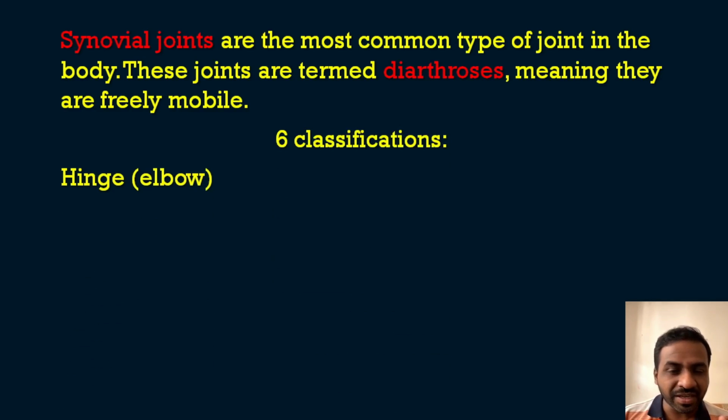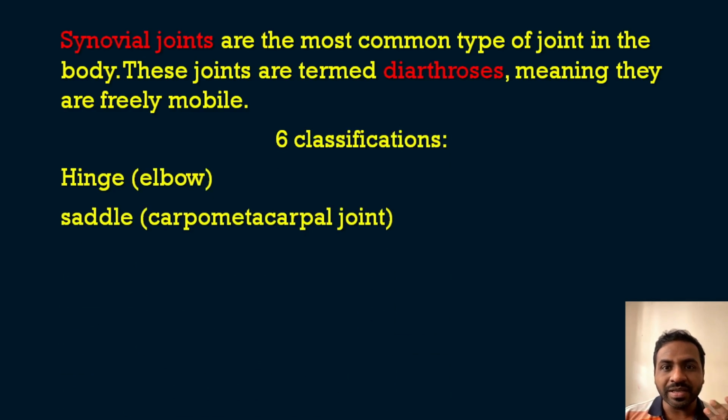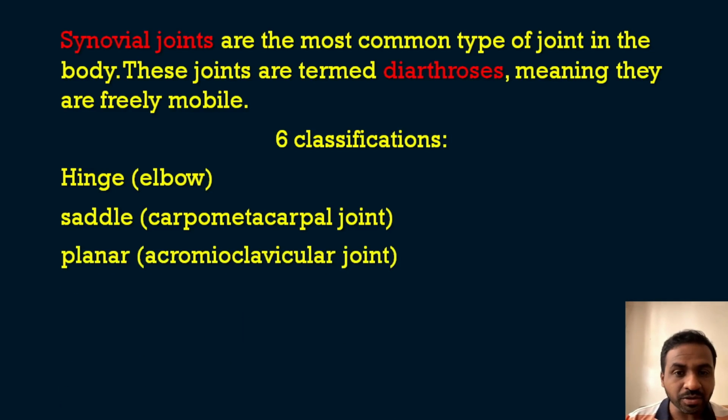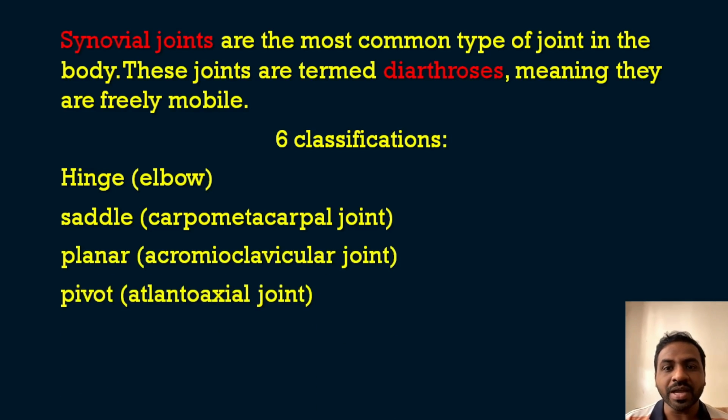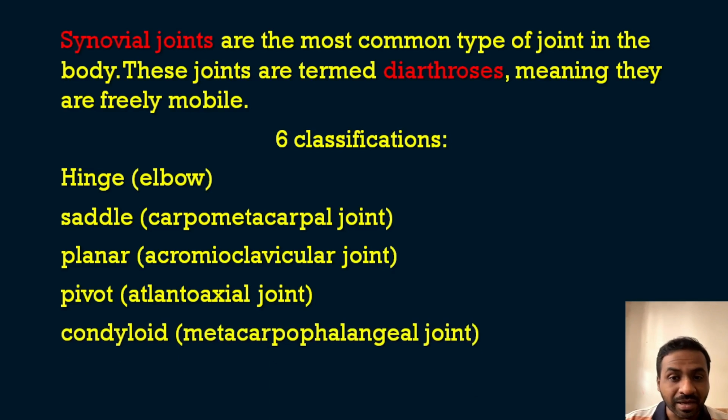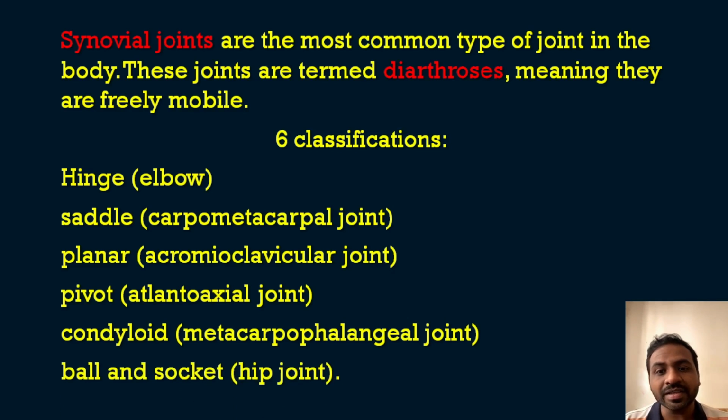We know that there are 6 classifications. The first one is the hinge joint, and the example is the elbow. The next one is the saddle joint, that is the carpometacarpal joint. Then comes the planar joint, that is the acromioclavicular joint. Next comes the pivot joint, the atlantoaxial joint is an example. Then comes the condyloid joint, the metacarpophalangeal joint is an example. And the final is the ball and socket joint, and the hip joint is the example. So this is the 6 classification for the synovial joint. You can refer to it later, because questions can be asked from any of these areas. That's why I am explaining this.